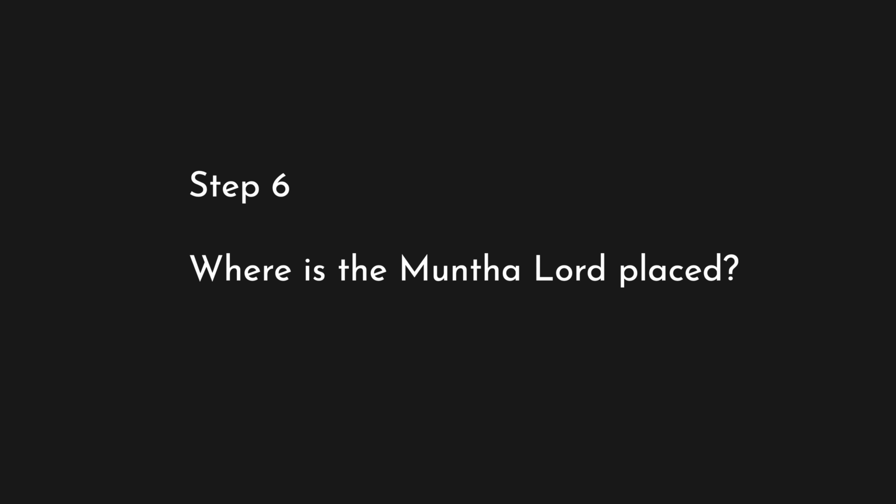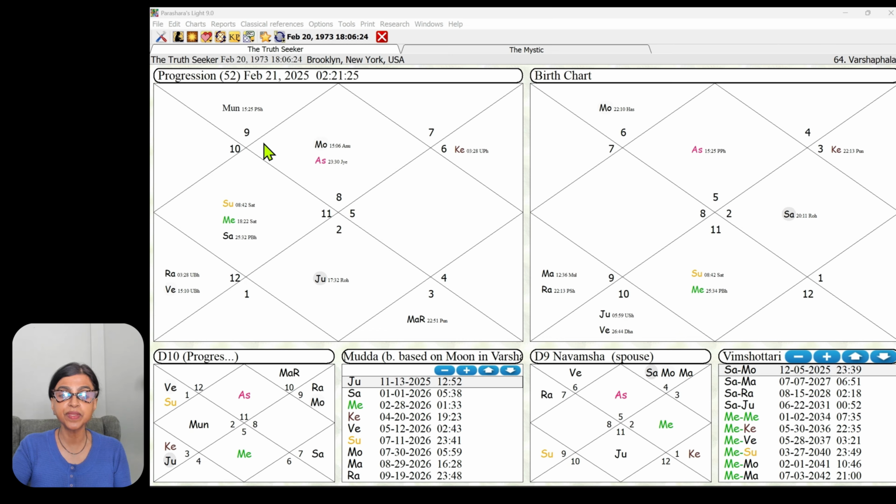Step number 6 is the Muntha Lord. The Muntha is in the sign of Sagittarius, which is ruled by Jupiter. And where is Jupiter? It's in the 7th house. We could say that there could be some influence from either their partner, a guru, a teacher, an advisor, and how this move is made.